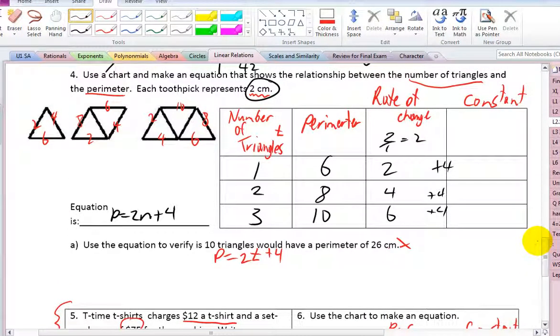Okay. So real quick, she substitutes in 26 equals 2 times 10 plus 4. Then 20 plus 4, 24. So she is not correct.